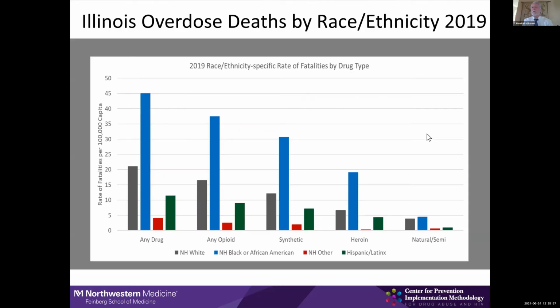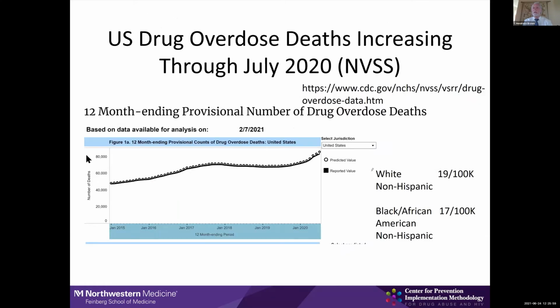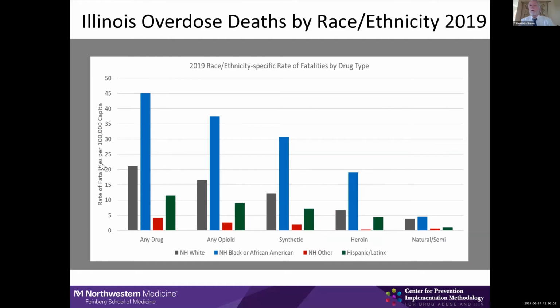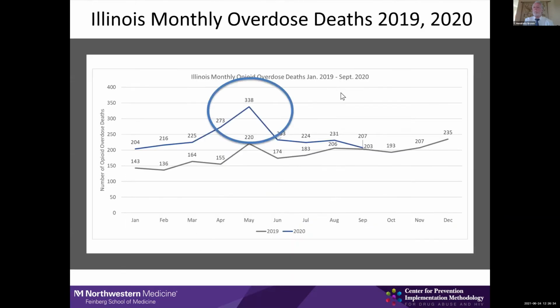But when you go to different populations, here's what Illinois overdose death rates look like by race and ethnicity 2 years ago. The first dark bars correspond to white non-Hispanics, and the blue bars correspond to Black or African-American non-Hispanics. And you can see that there's more than a twofold increase for African-American mortality by overdose for any drug, opioids, synthetics, heroin, etc.